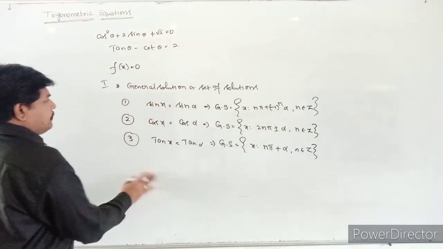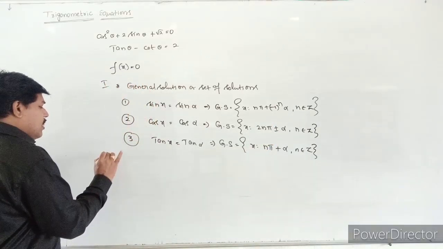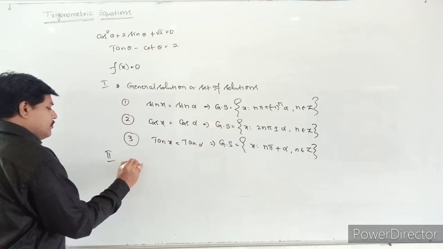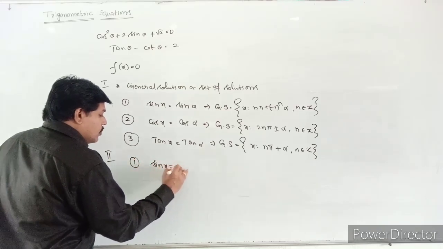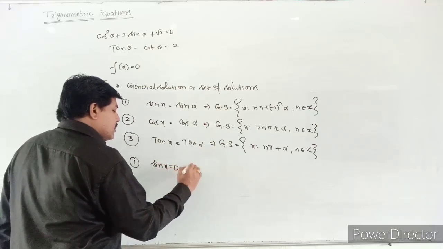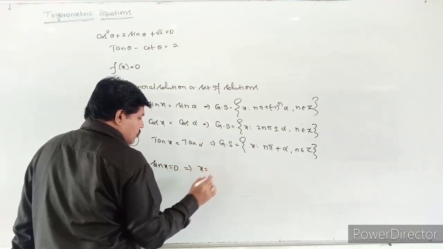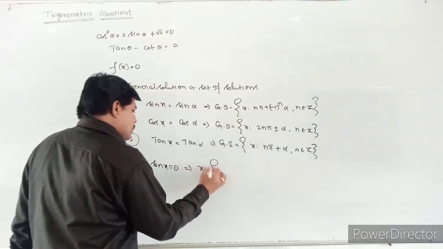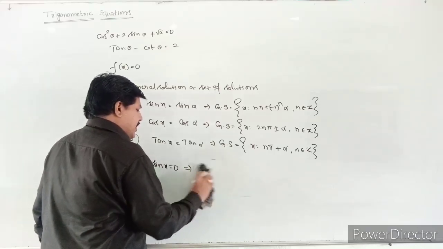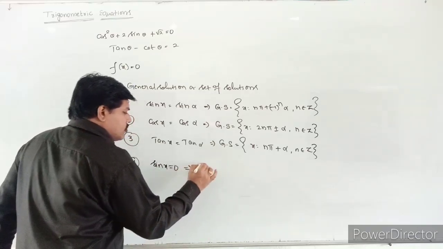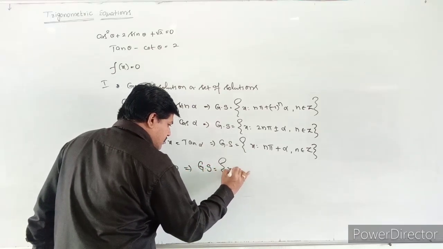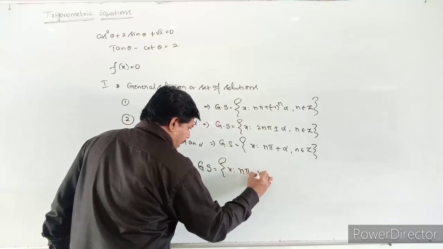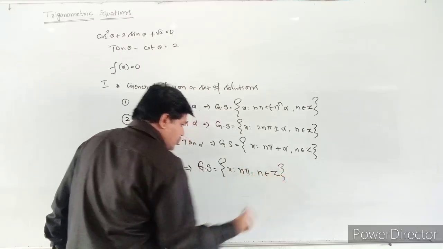Similarly, you can see the general solutions of sin x is equal to 0. That implies x is equal to... for a general solution you can take that. Sin x is equal to 0, then the general solutions are x such that x = nπ, n belongs to Z.